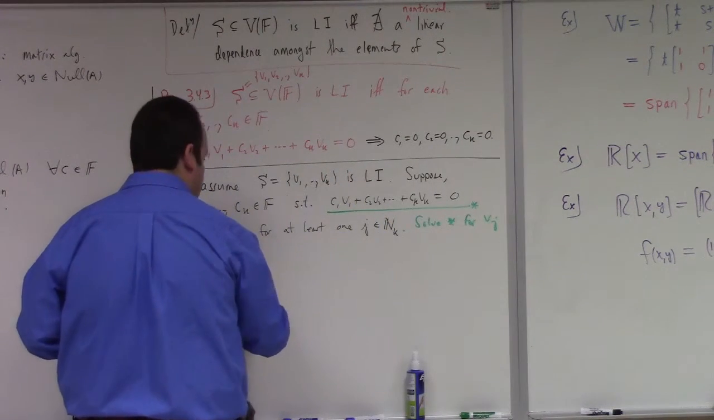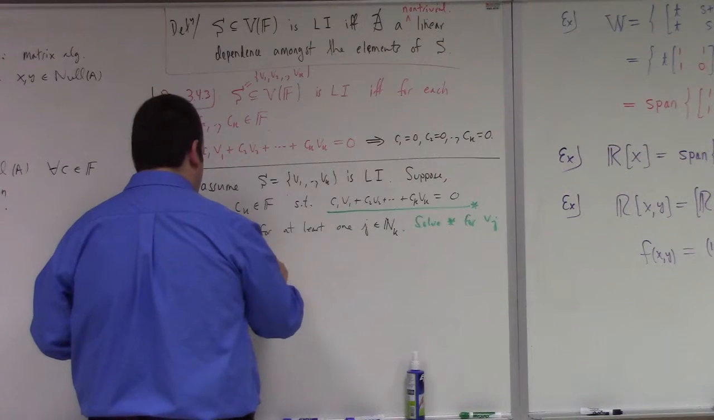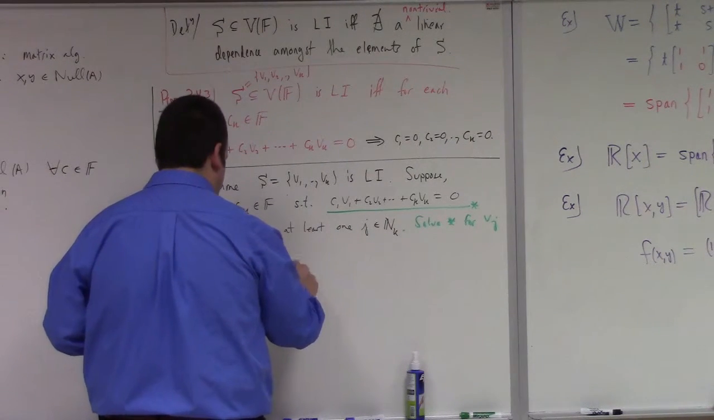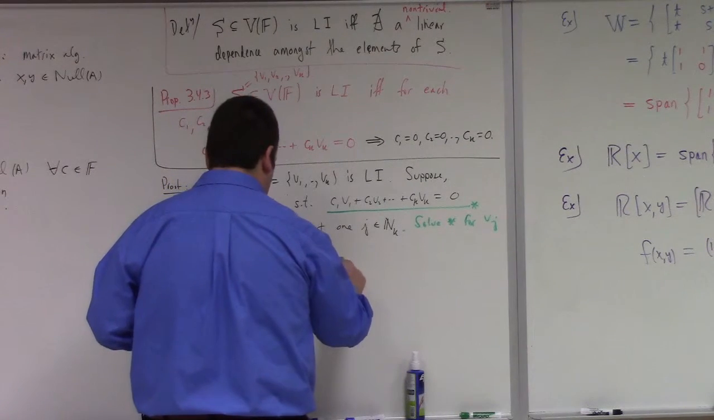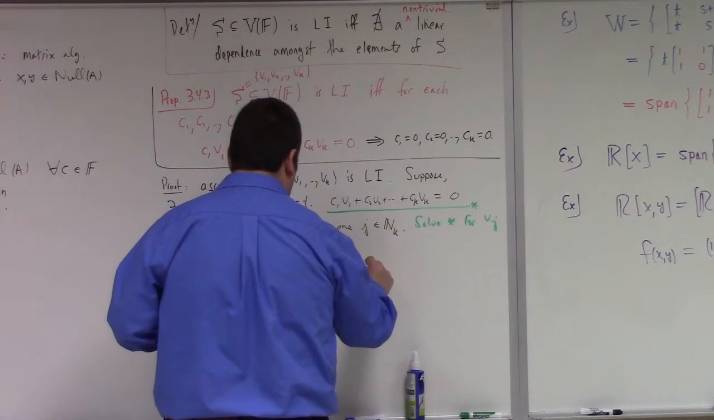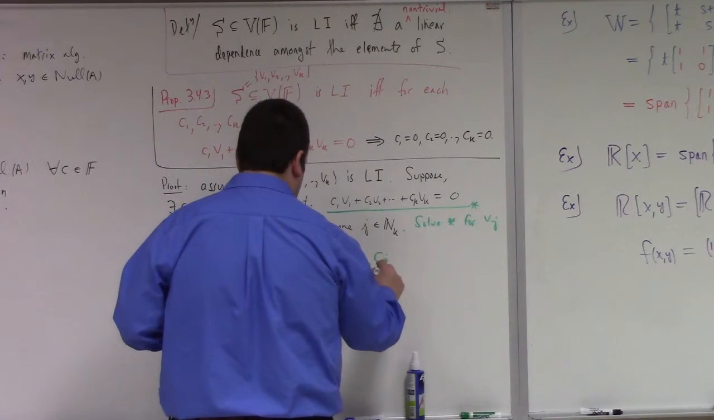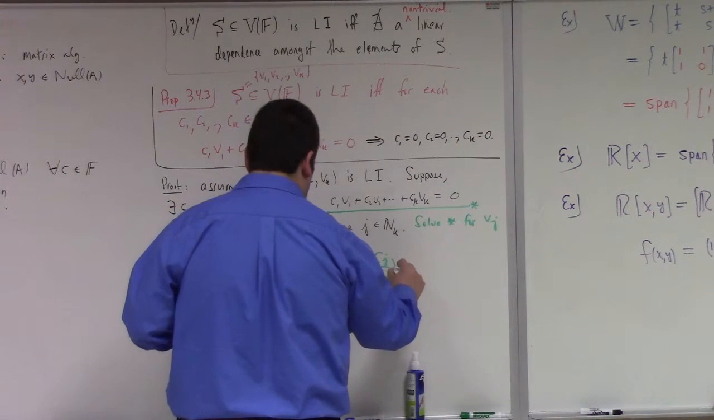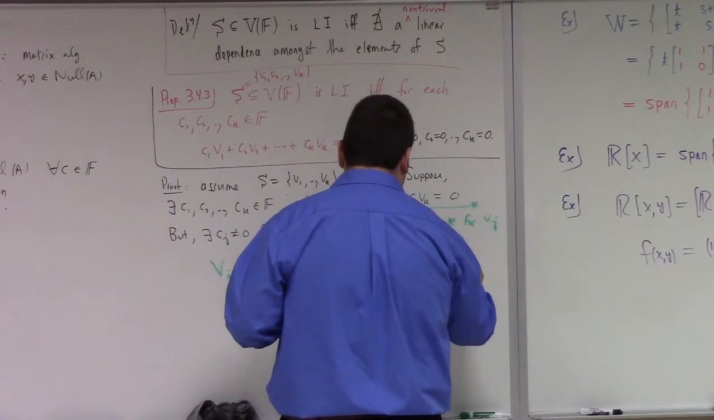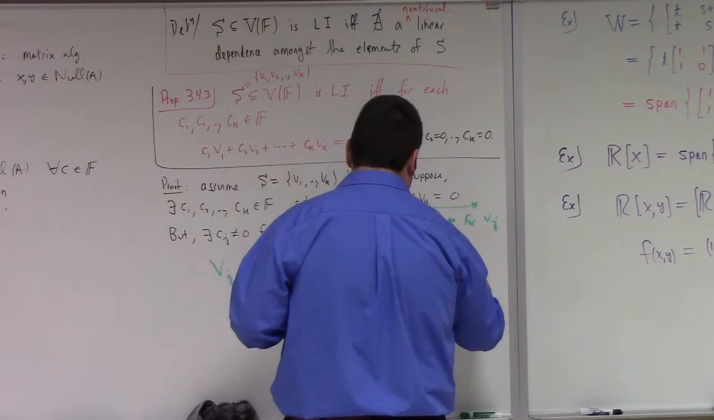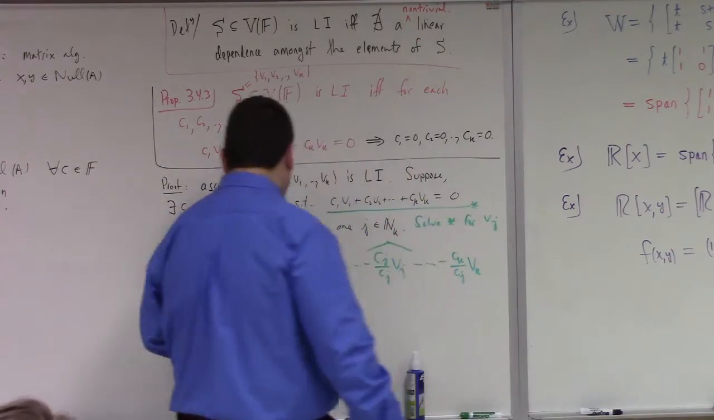Vj is equal to what? It's equal to minus C1 over Cj, V1, minus C2 over Cj, V2, minus and so on, minus Cj over Cj, Vj, that is omitted, all right? Minus Ck over Cj, Vk.